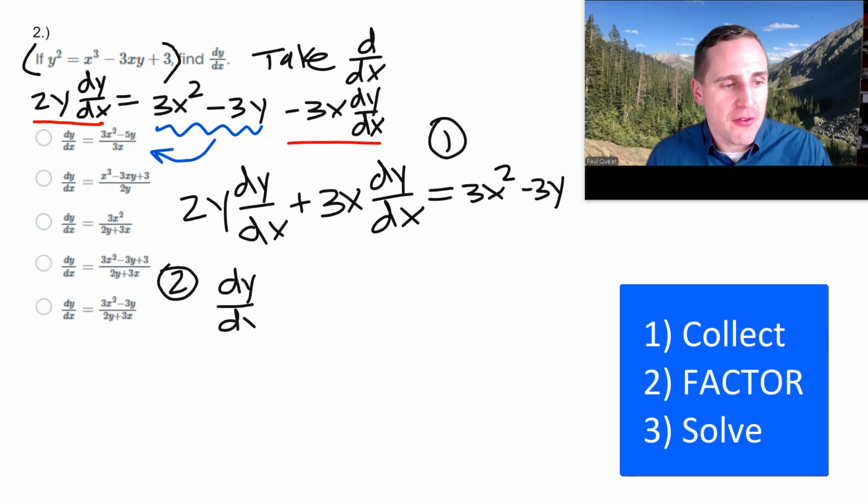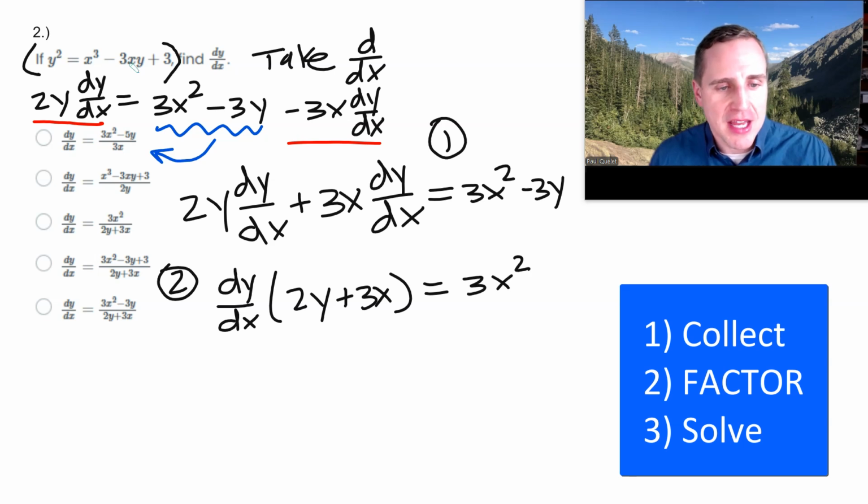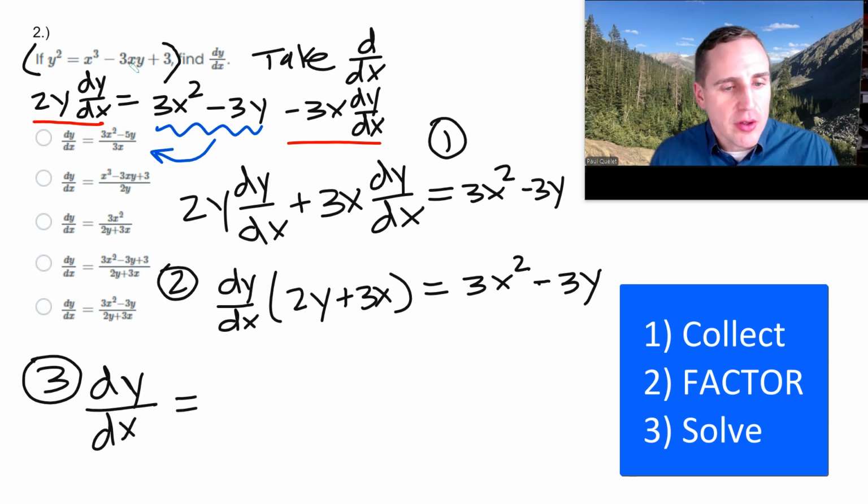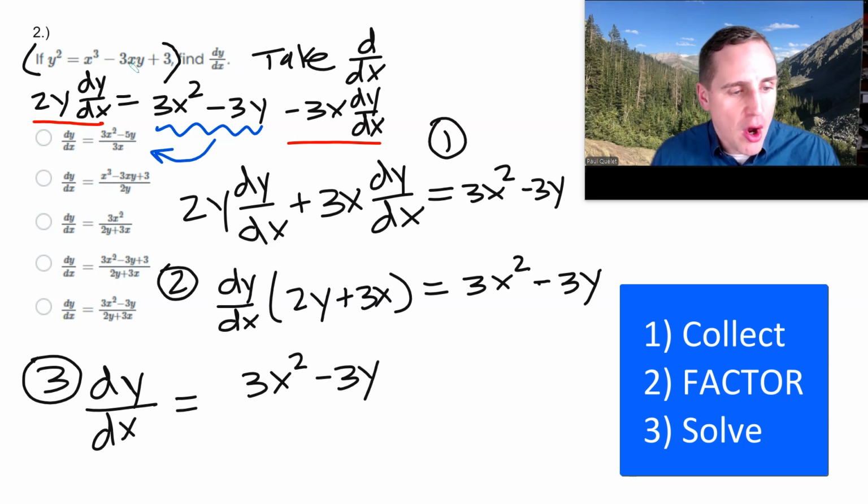Remember, this is the derivative of y with respect to x, which is ultimately what we're looking for. So we have 2y plus 3x still remaining, and then the right-hand side stays exactly the same, 3x squared minus 3y. Then we just have to divide to get step 3 done, to get dy/dx by itself. So that's dy/dx equals 3x squared minus 3y over 2y plus 3x.